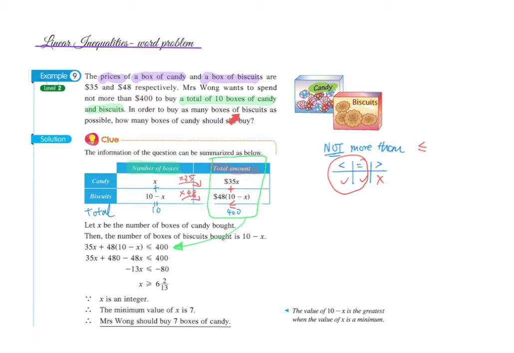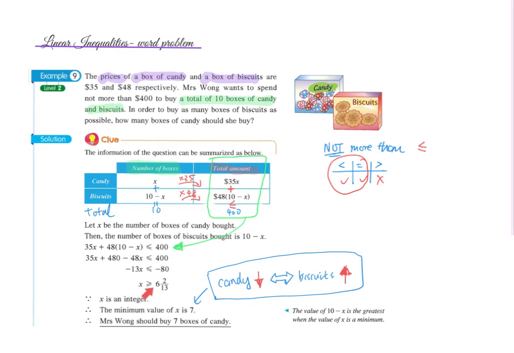So in order to buy as many boxes of biscuits, that means we have to check the value. Because we want as many boxes of biscuits as possible. Many biscuits means we will buy fewer candies. Right now you get the minimum value of x is 7, so that's why candies is at least 7, so that we can buy at most biscuits.